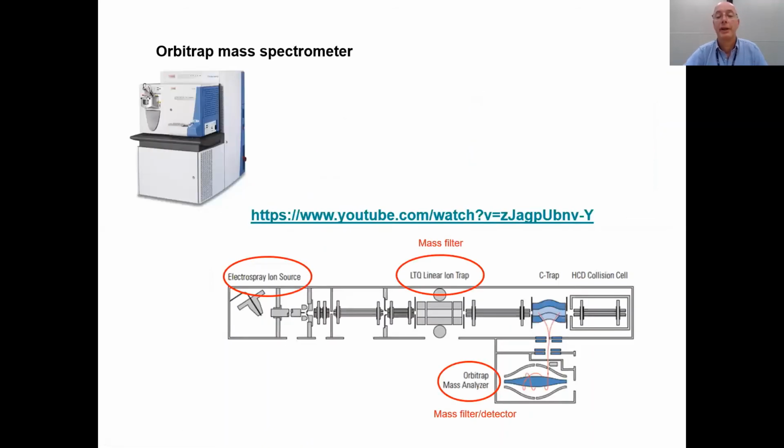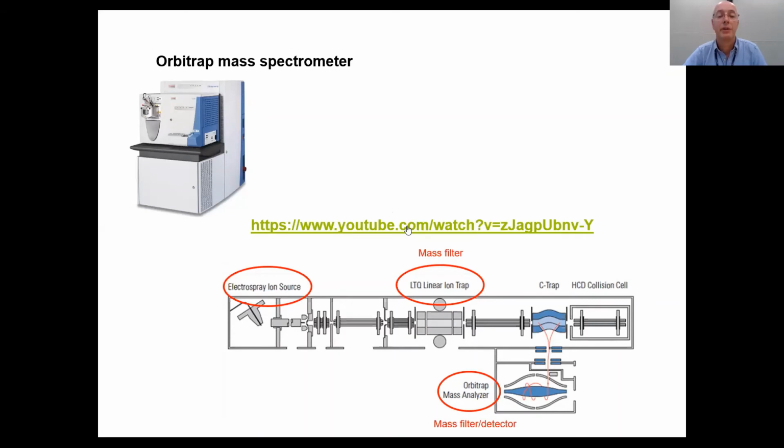I'm going to show you a video. So this is a diagram of an Orbitrap instrument. This is what it looks like in real life. This is your ion source. We have here a linear ion trap. This is the C-trap. This is our collision cell, and that is your Orbitrap. I'm just going to play this video and we can see how this works.